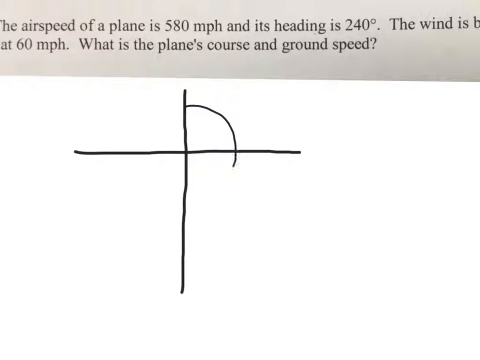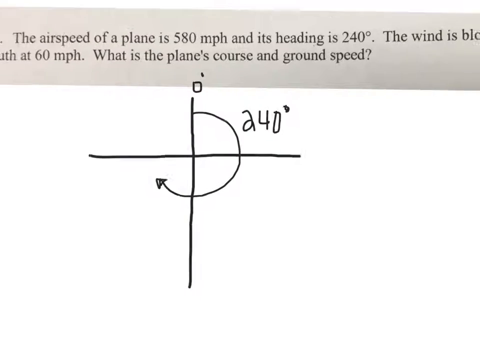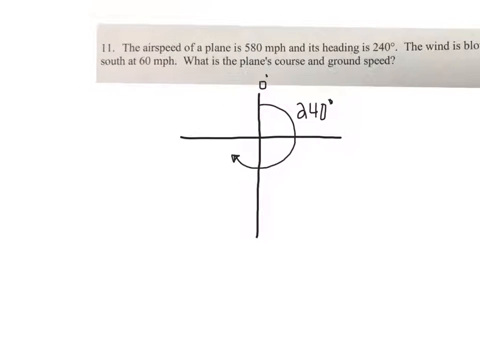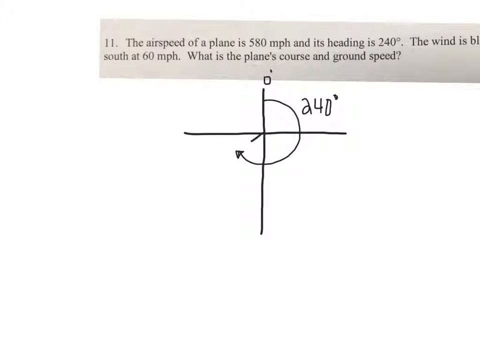So 240 degrees from due north is right in here. Due north on all of these airplane application problems is 0 degrees. We go clockwise from due north. So let's make this the 580 length.